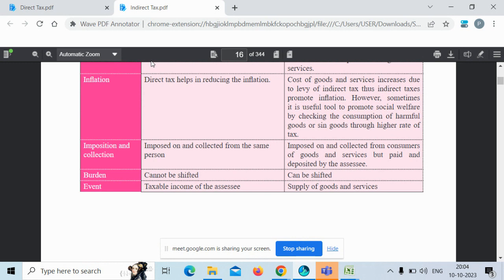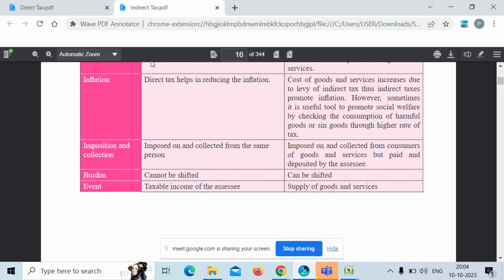Imposition and collection: imposed on and collected from the same person; imposed on and collected from consumers of goods and services but paid and deposited by the assessee. Burden: cannot be shifted, can be shifted. Event: taxable income of the assessee, supply of goods and services.